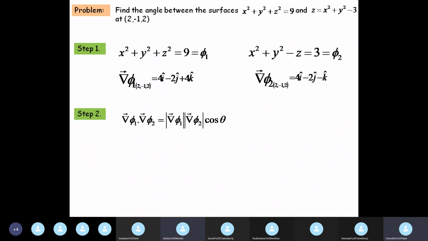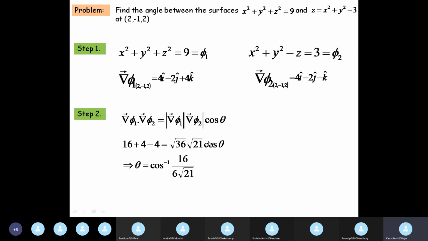Yes, ma'am. Okay. So we have found the normals to the two surfaces at one point where they intersect. So finding the angle between these two normals will also give us the angle between the two surfaces at the given point. We know how to find the angle. We take the dot product of the two vectors grad phi 1 and grad phi 2, so mod grad phi 1 into mod grad phi 2 into cos theta.